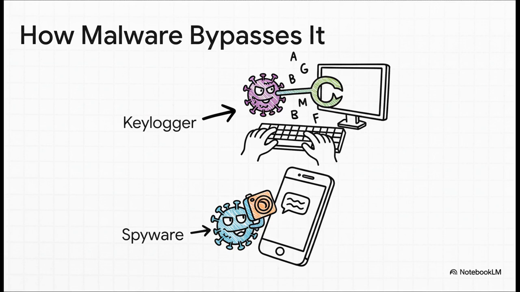Something called a keylogger can steal your password the very instant you type it in, before it even has a chance to be encrypted. Or some spyware could just take a screenshot of your private message right after it's been decrypted on your screen for you to read. In both cases, the encryption worked perfectly, but the attacker just went around it.